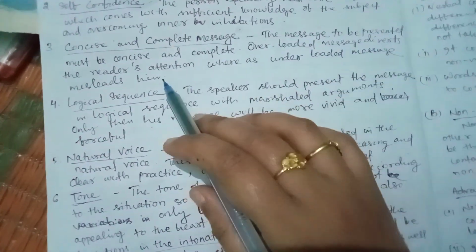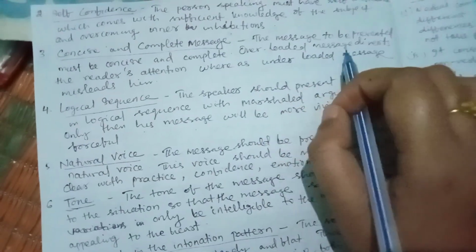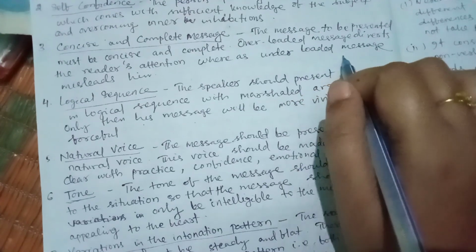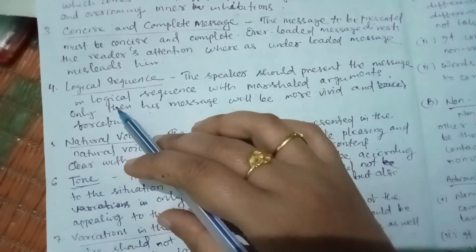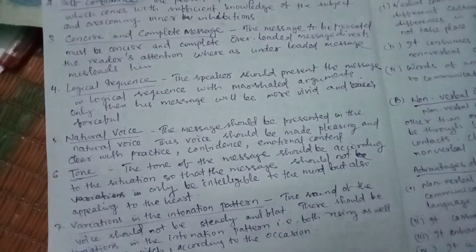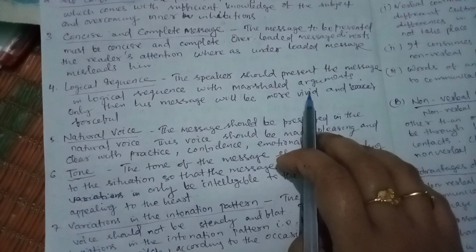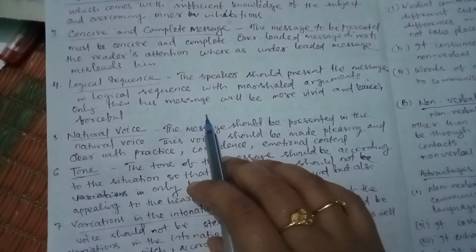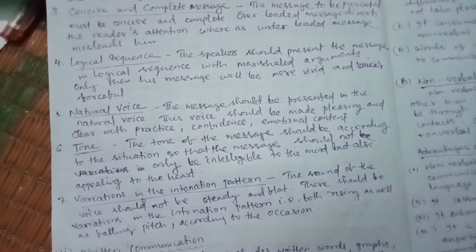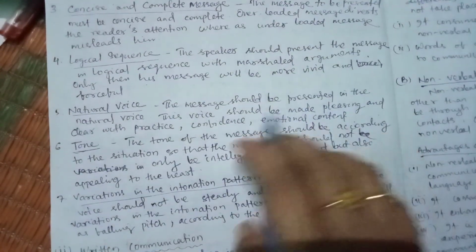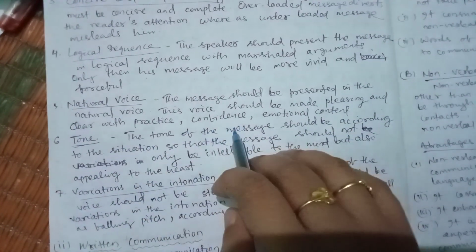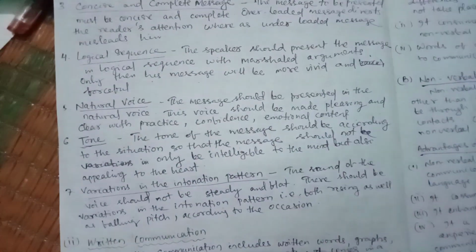Concise and complete message. The message to be presented must be concise and complete. Overloaded message diverts the reader's attention, whereas underloaded message misleads him. Then logical sequence. The speaker should present the message in logical sequence with marshaled arguments. Only then his message will be more vivid and forceful. Then natural voice. The message should be presented in the natural voice. This voice should be made pleasing and clear with practice, confidence, emotional content.